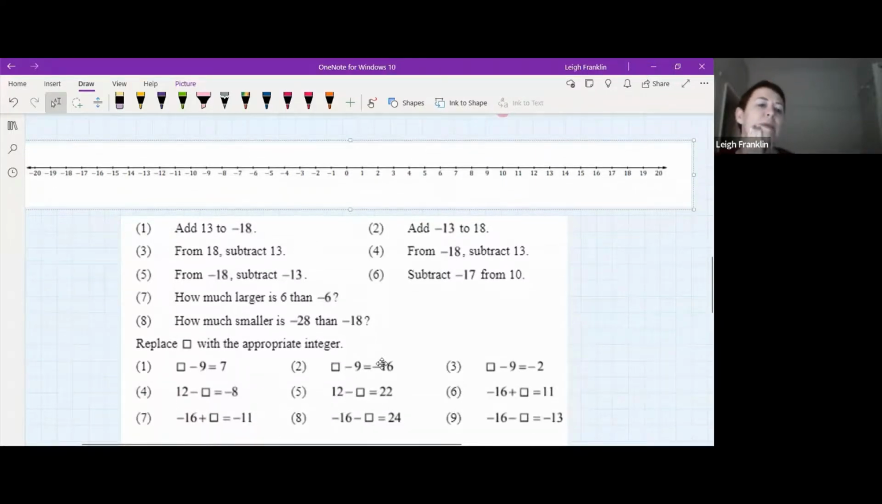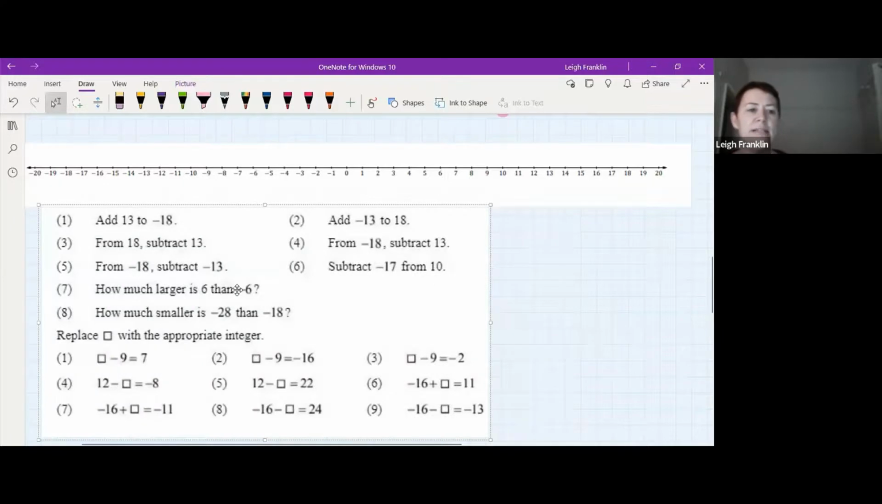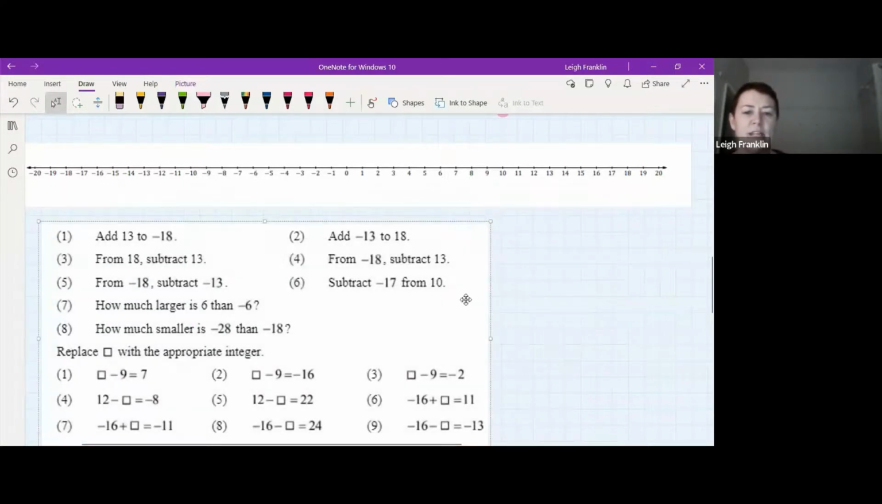Okay, so in question number 1, it says add 13 to negative 18, right? So what that means is that we are taking, where are we? Well, let me ask you, instead of me telling you, let's let you tell me, where are we starting on the number line? If they tell us to add 13 to negative 18, what is our starting point?